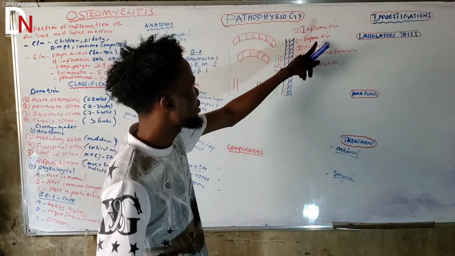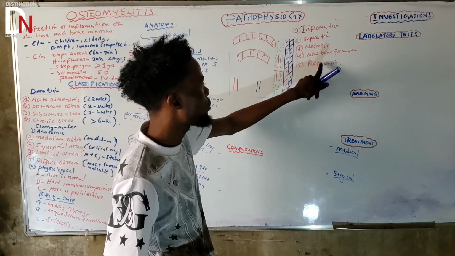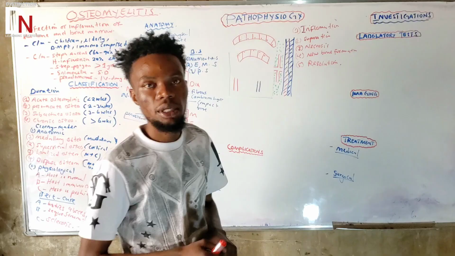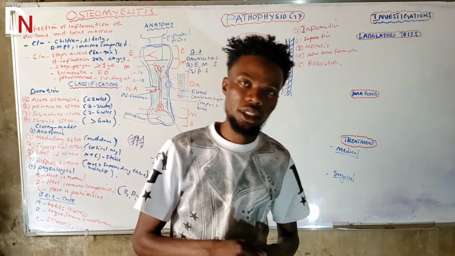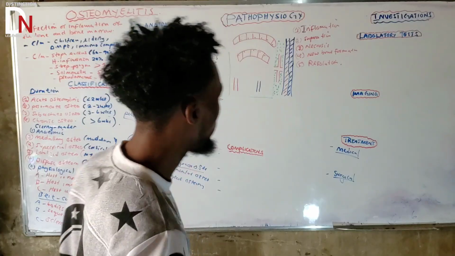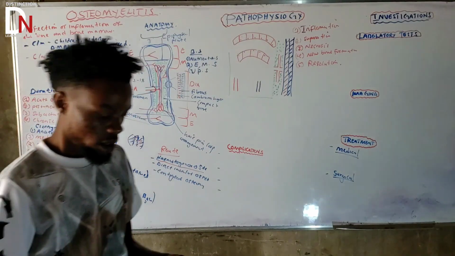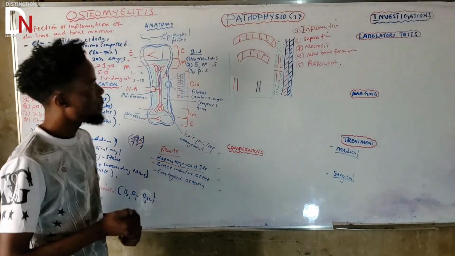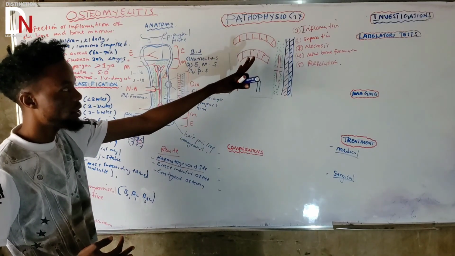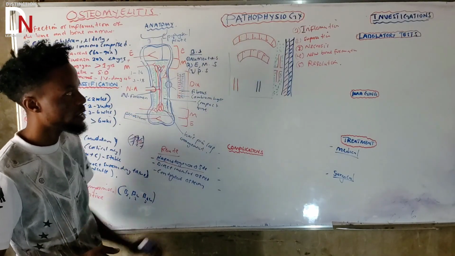So inflammation, suppuration, necrosis, new bone formation, and the resolution. These are the 5 important steps when you talk about the pathogenesis or pathophysiology of osteomyelitis. I know it's a lot. So let's continue. Let's start with the inflammation. How does the inflammatory response come about?